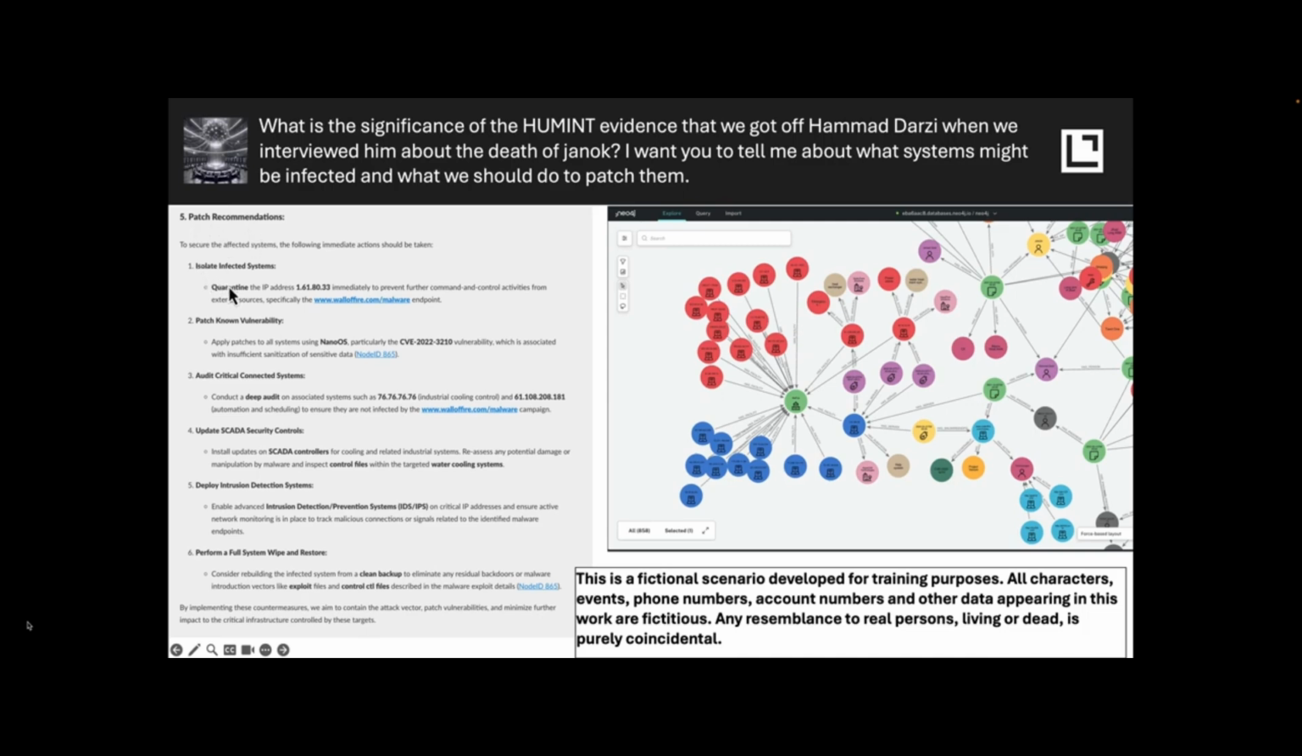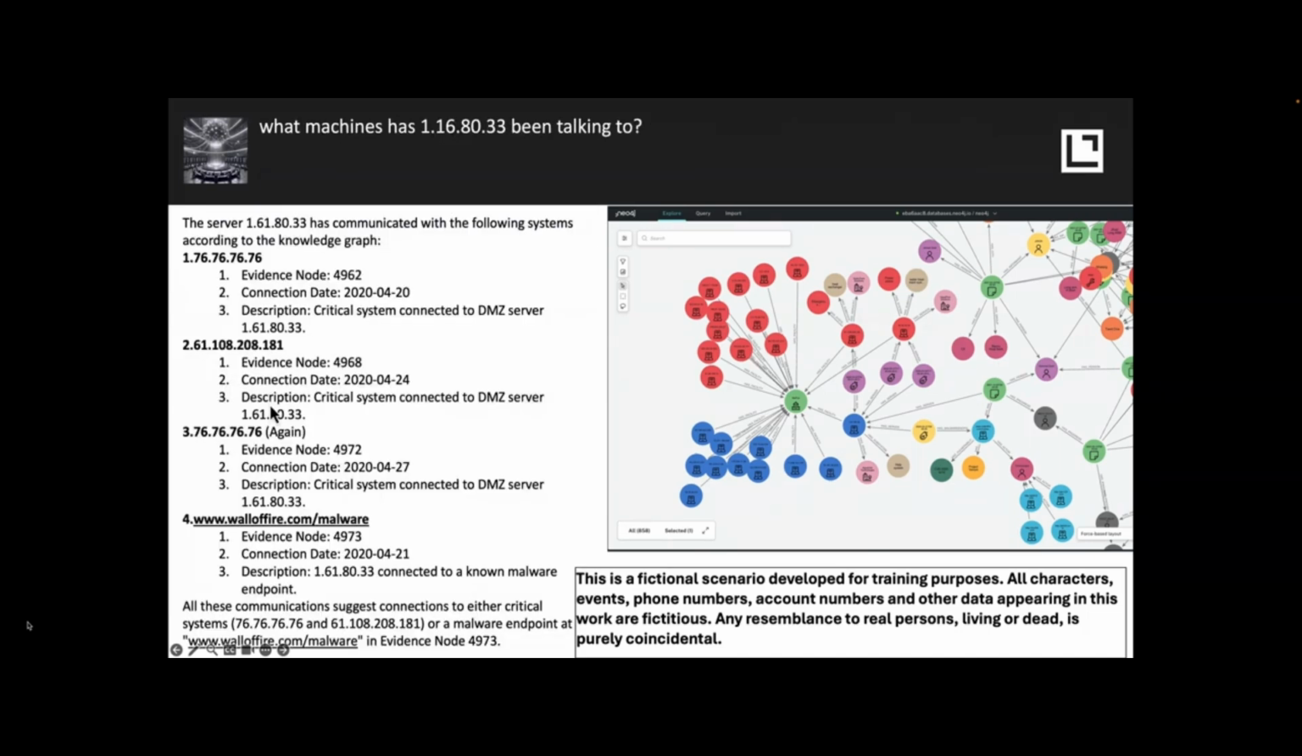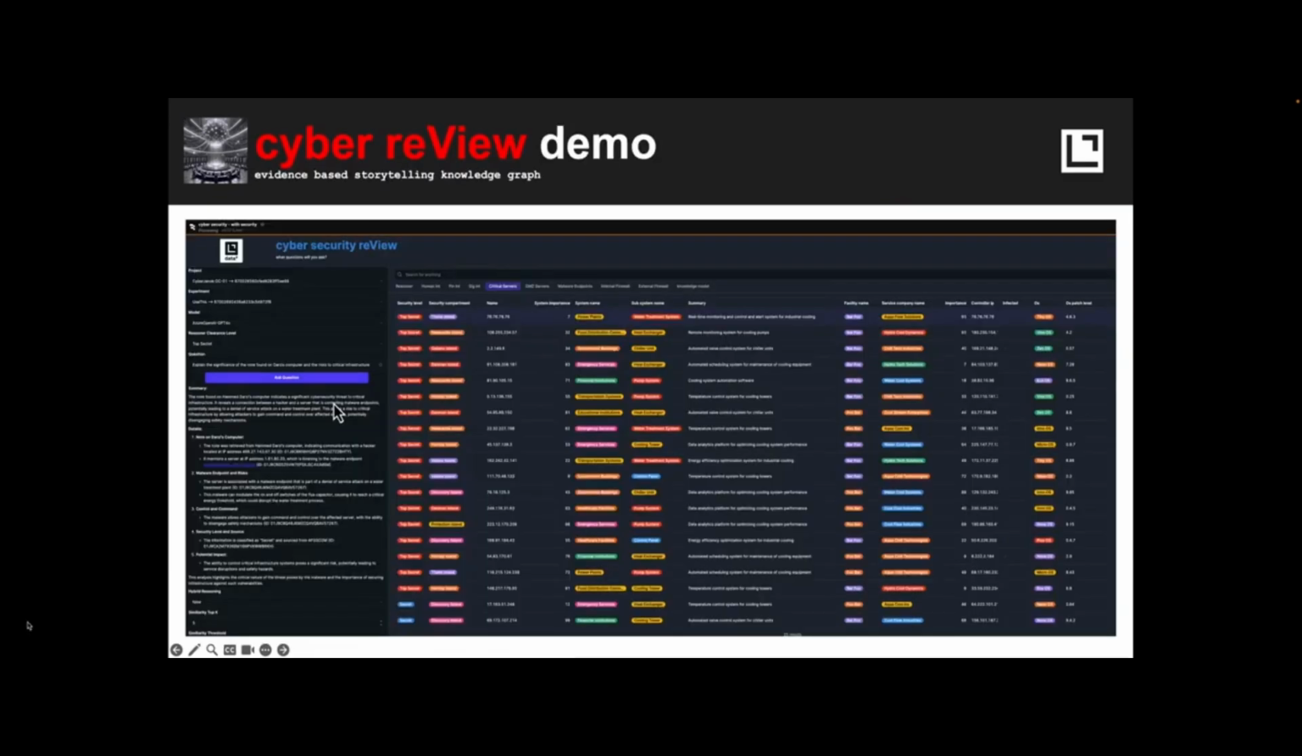So because it was able to isolate which machines were infected, which machines were talking to which machines, and it knows about the patch, it can really put together sort of a list of decent recommendations, at least on the first pass, around what you should be doing, what systems you should be looking at, and what things you should be doing to update the systems. You could ask it other questions like what machines has that IP address been talking to, and it'll come back with answers to those types of questions.